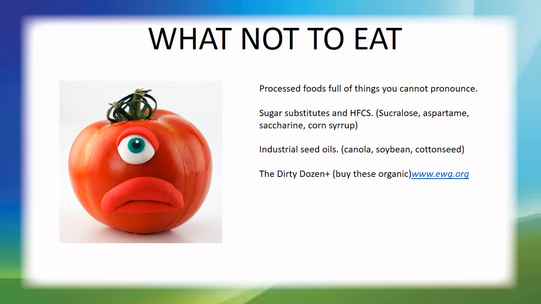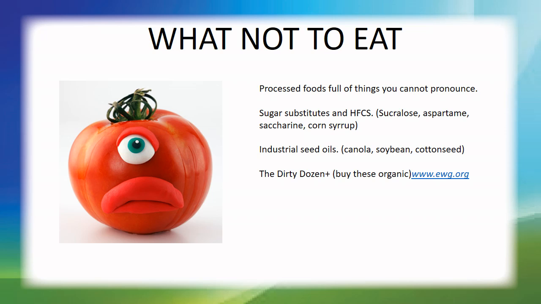The Dirty Dozen Plus. Every year, this organization, I placed the website here, ewg.org, puts out a list of what they consider the Dirty Dozen, and now it's plus. It used to just be 12, but they've had to raise it up a little bit. These are fruits and vegetables, when grown conventionally, have extremely high levels of pesticides and herbicides on them. For no other reason than to avoid that, please, if you must, eat these foods organic. Okay, they're great fruits and vegetables, but you always want to get them organic.